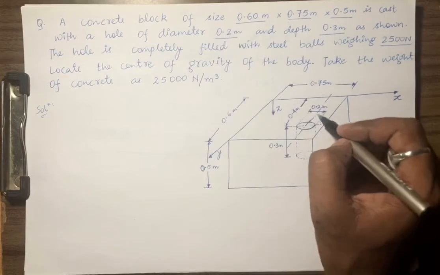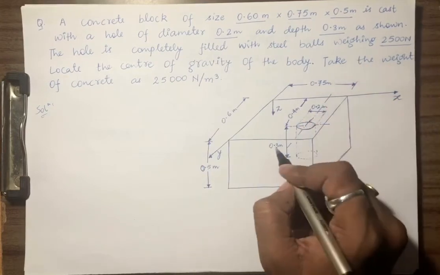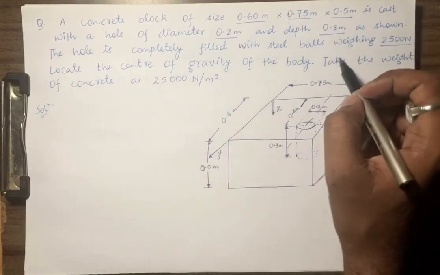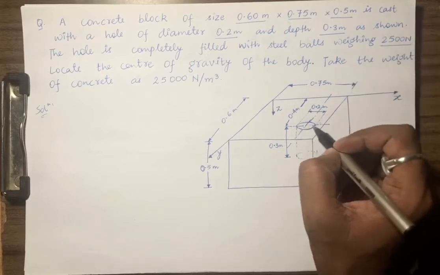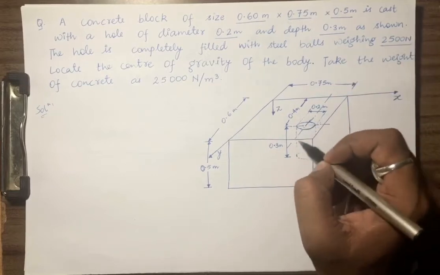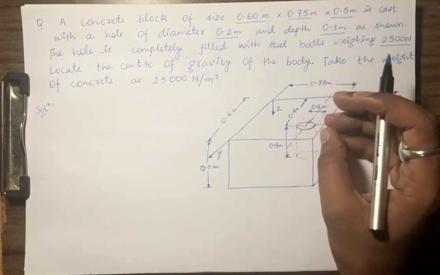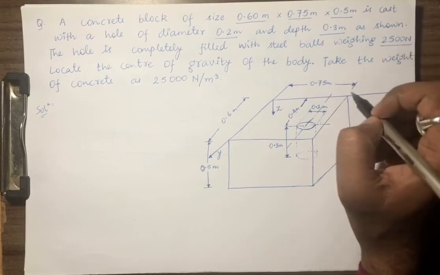The 0.2 meter hole is done, and the hole depth is 0.3 meter. The hole is completely filled with steel balls weighing 2500 Newton. So the resulting hole, we are going to fill this with steel balls, and the total weight of those steel balls is 2500 Newton or 2.5 kilonewton.